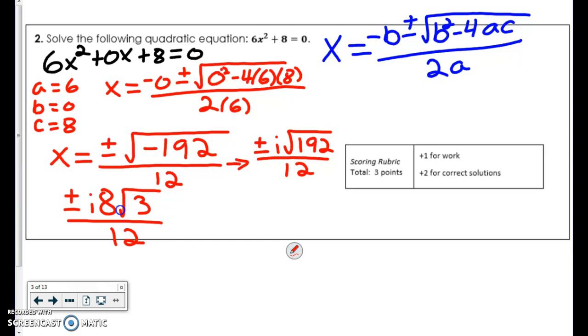And our final answer would be x equals plus or minus 8i square root of 3. I messed up. That should actually be a 2. Sorry. Plus or minus 2i square root of 3 divided by 3, and we're done.